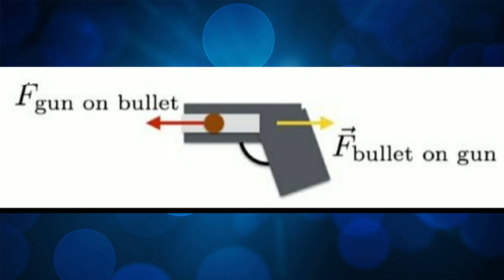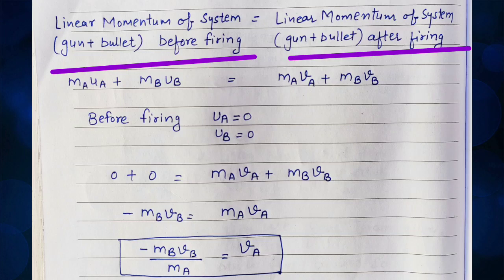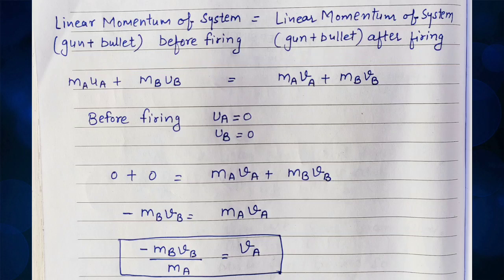Students, the velocity with which a gun moves backward after firing a bullet is called recoil velocity. Let's understand this in detail with the expression for recoil velocity. Students, according to the law of conservation of linear momentum, the linear momentum of the system before firing is equal to the linear momentum of the system after firing. Here the system consists of the gun and the bullet.